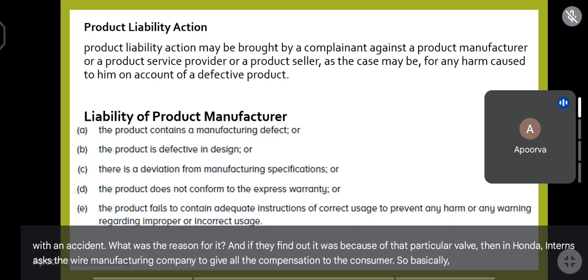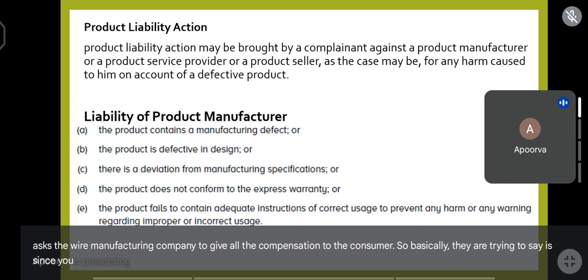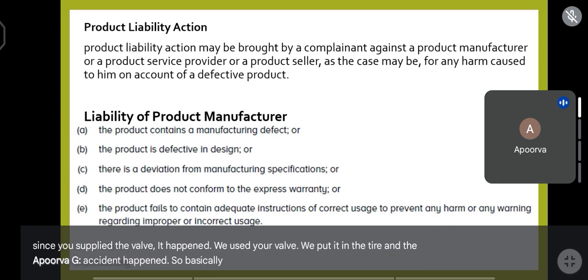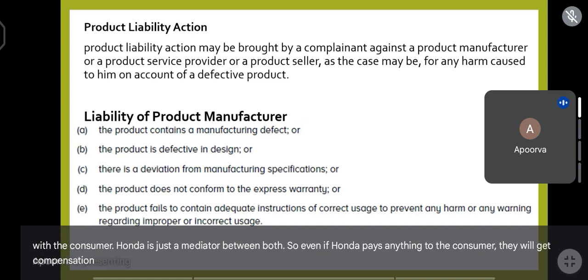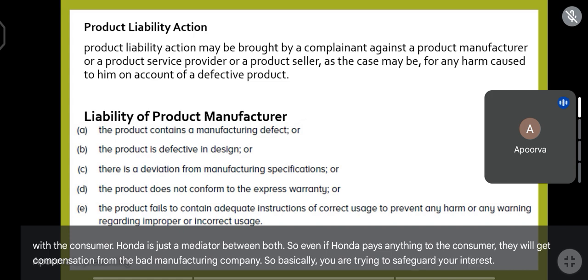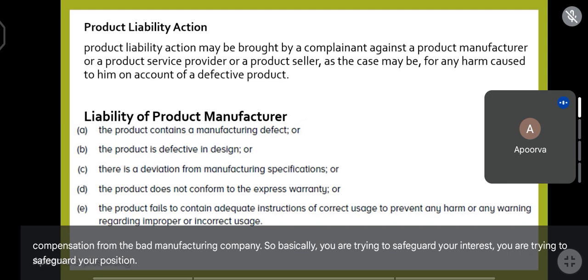Basically, they are saying that since you supplied the valve, we used your valve, we put it in the tire, and the accident happened, the valve manufacturing company has to directly deal with the consumer. Honda is just a mediator between both. Even if Honda pays anything to the consumer, they will get compensation from the valve manufacturing company. So you are trying to safeguard your interest and your position by signing this product liability action in the contract.